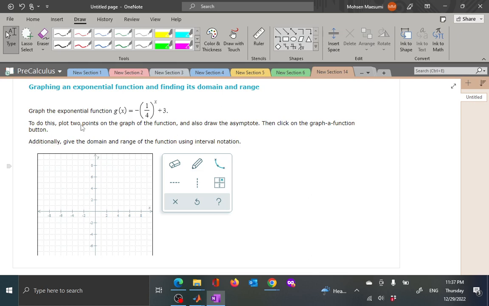The topic for today is graphing an exponential function and finding its domain and range and asymptotes. We have to add that to the list of things that are asked for here. Okay, how do we do this?